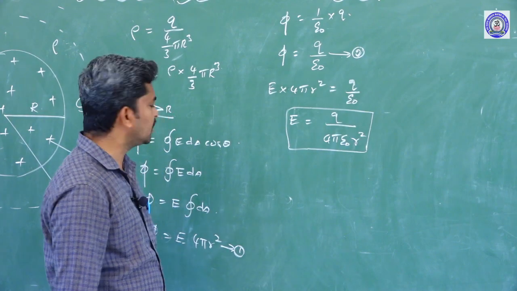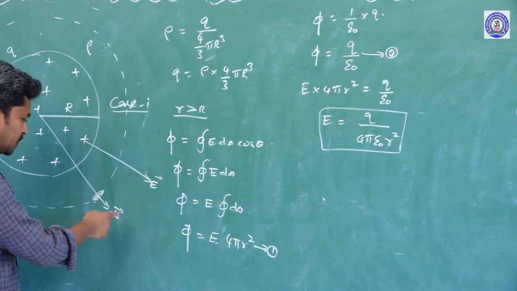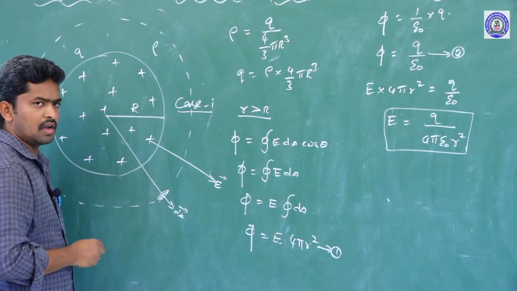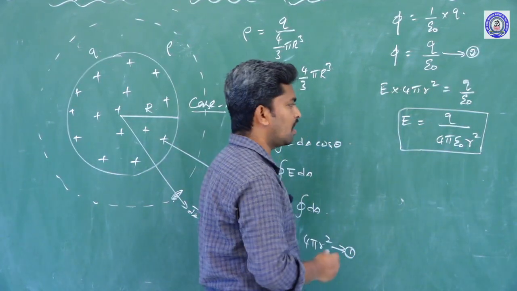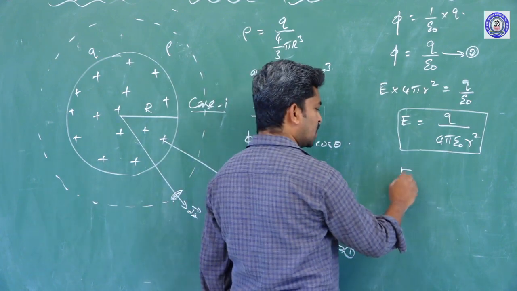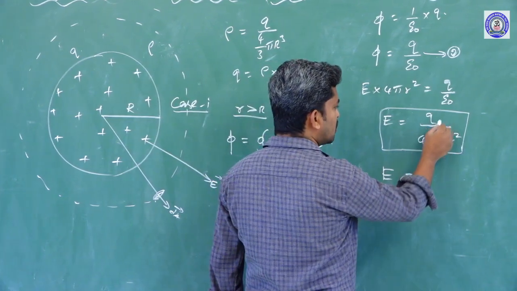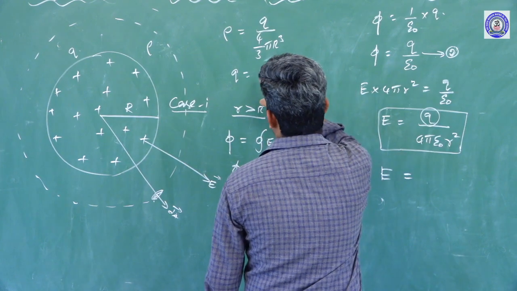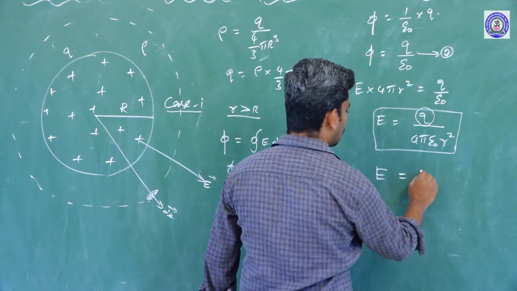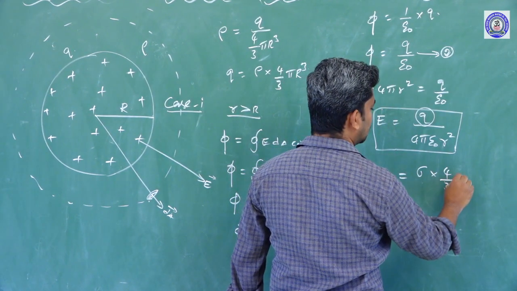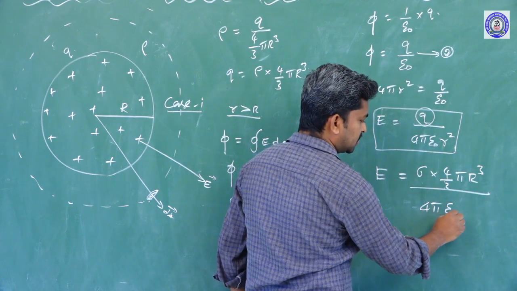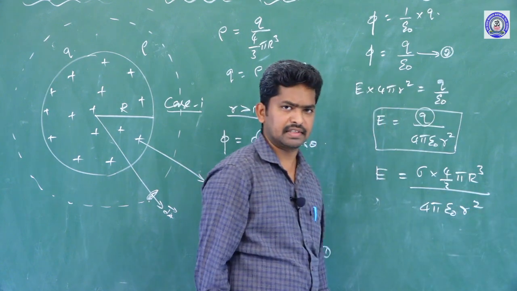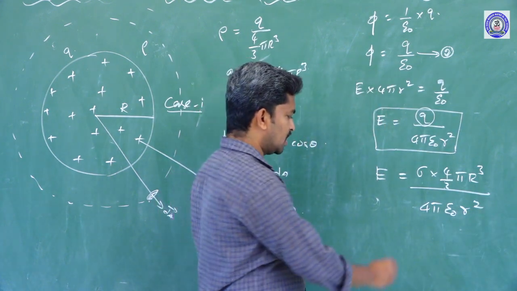This is the electric field outside of the sphere at a distance of r. Electric field is equal to q divided by 4 pi epsilon naught r square. Another way: E is equal to q, where q is the net charge, which is charge density rho into 4 by 3 pi r cube, divided by 4 pi epsilon naught r square. This is another very important equation.